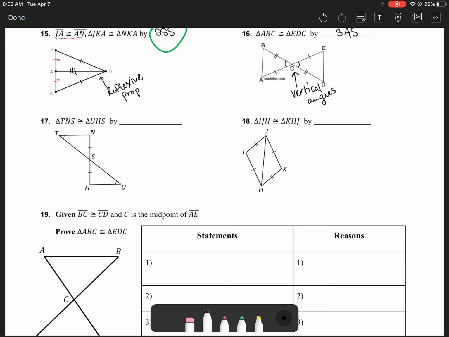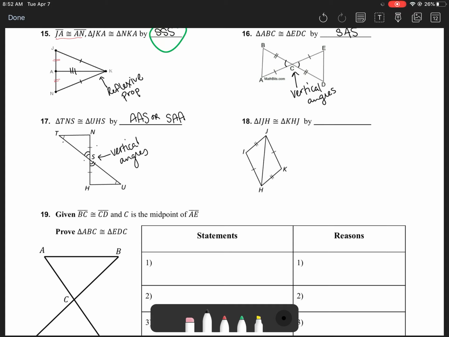For number 17, I can use that same vertical angle congruence information to get another piece of data here. And yes, I would get in the habit of writing down that piece of information. It helps you with the proofs later on. So this time I've got angle, angle, side. Or if I want to reverse order, it's side, angle, angle.